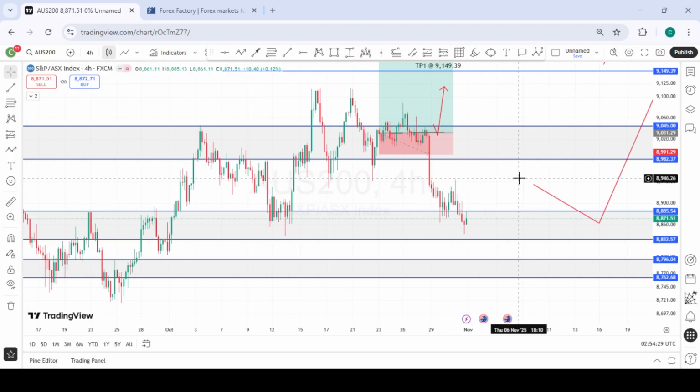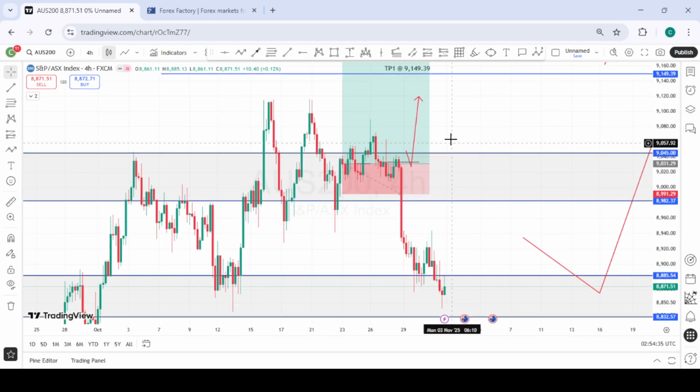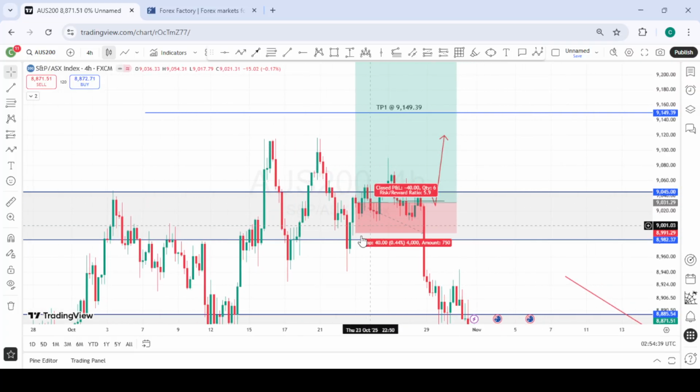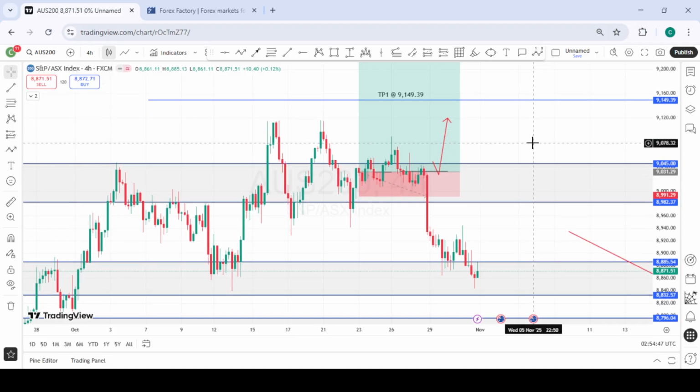We have here Australia 200, where we took this buy, and this trade really tested our patience. It goes into profit, comes back to loss, goes into profit, comes back into loss, and finally hit our SL. So we lost on this trade on Australia 200.